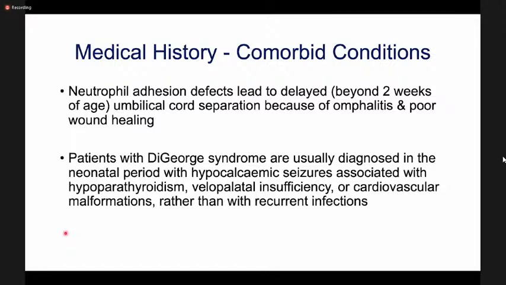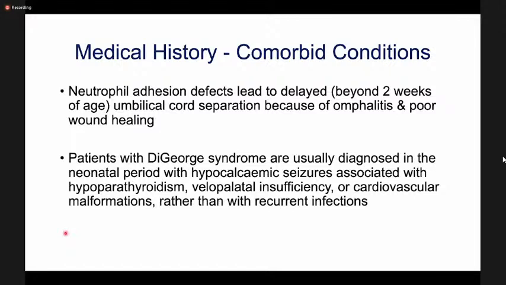The other important aspect of the medical history is comorbid conditions. In newborns, one of the key flags would be delayed separation of the umbilical cord, falling off of the umbilical cord stump, which is just a sign of poor wound healing, and it's likely because of a neutrophil adhesion defect. So this is a patient you would want to follow up and just see how they're progressing, whether they're getting recurrent infections from that time.